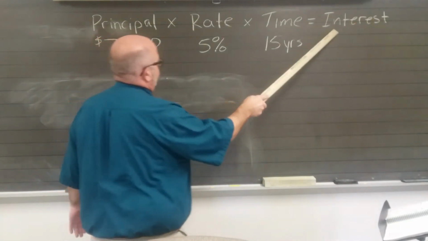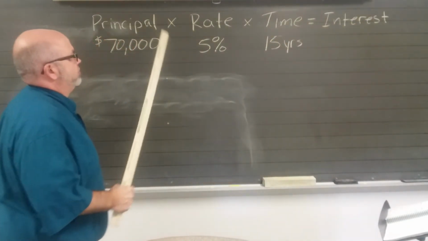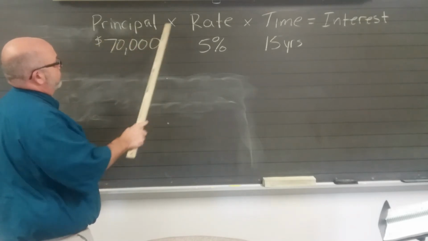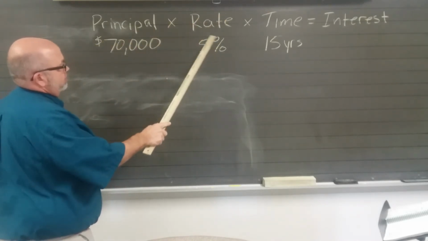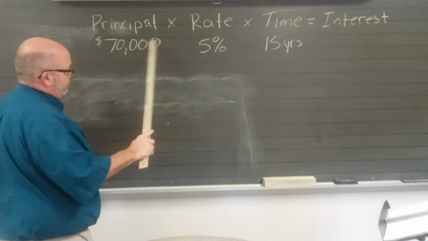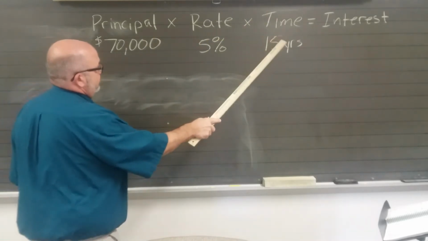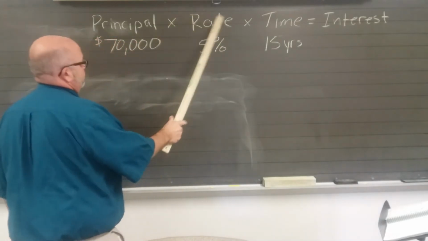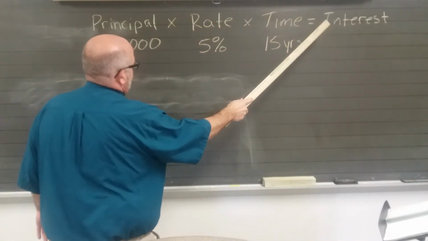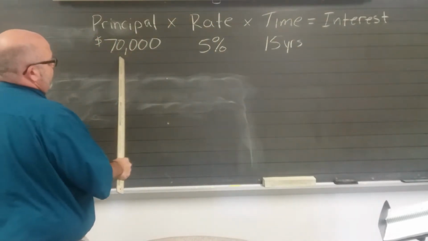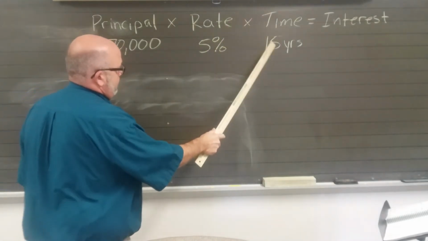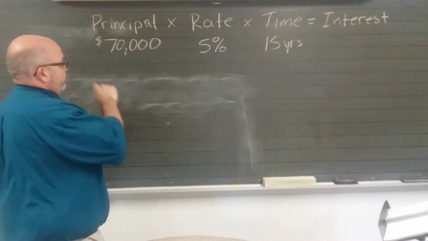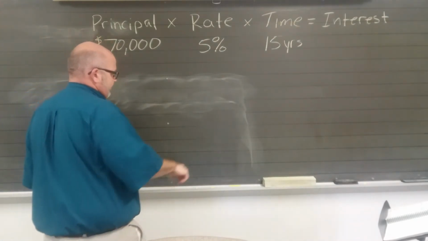That is interest. The formula for interest is principal, the amount that you actually borrow, times the rate, the percentage of what you're paying on this, and how long, the time. Okay? So principal times rate times time equals interest. So in this case, 70,000 times 5% times 15 years equals your amount of interest. So let's do it.